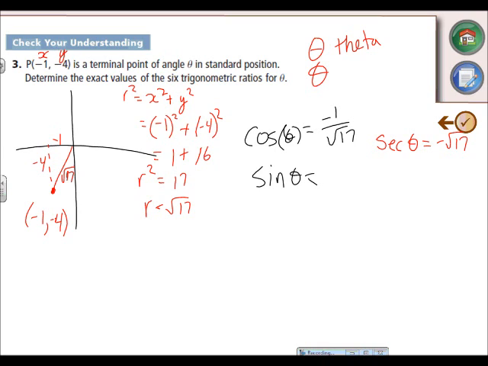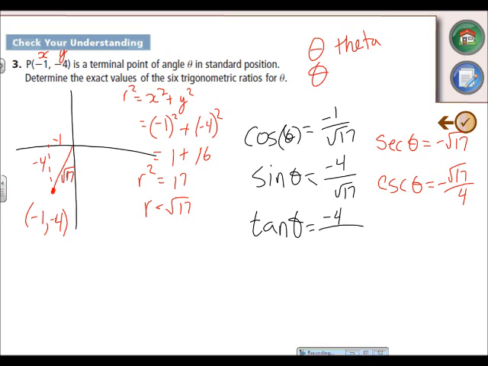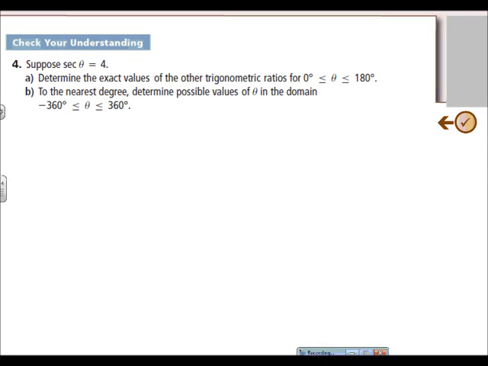Sine. Sine is y over r. The y is negative 4 over root 17. Let's do the reciprocal. Cosecant of that angle is going to be root 17 over negative 4. Tangent. Tangent is y over x. So our y value is negative 4 over our x value of negative 1, which is just positive 4. And do our cotangent at the same time, which is just flip it, which would be 1 over 4.